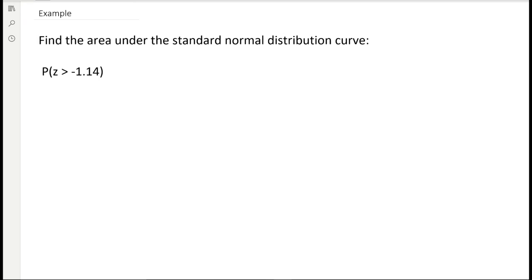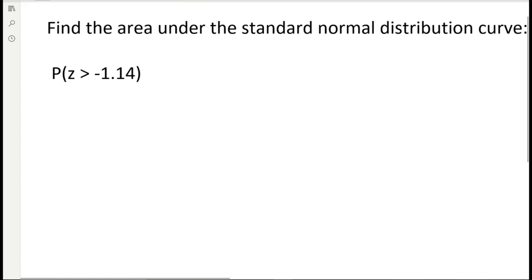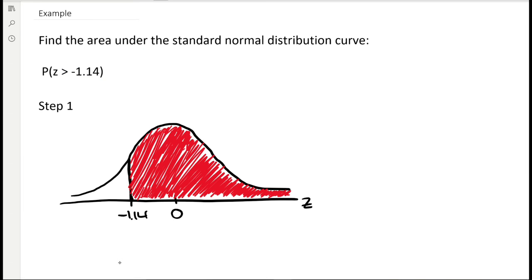All right, so now let's say we want to find the area under the standard normal distribution curve, in which case we have P of z is greater than negative 1.14. So in this case, we're looking at a greater than symbol, which means we're looking at the area to the right of that given value right there. So if we wanted to do step one, well, we're going to go ahead and draw the normal distribution curve with negative 1.14 on the left side. We want to shade the area to the right.